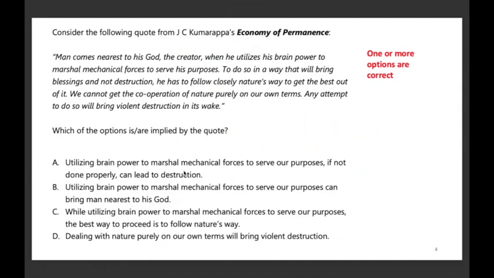Consider the following quote by J.C. Kumarappa's an Economy of Permanence. This is a quote. Which of the options is or are implied by the quote? Okay. Let's read the quote.